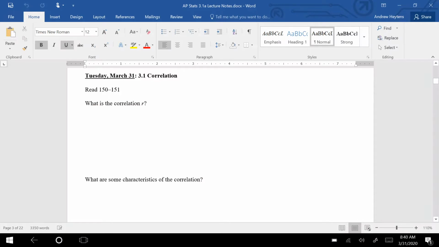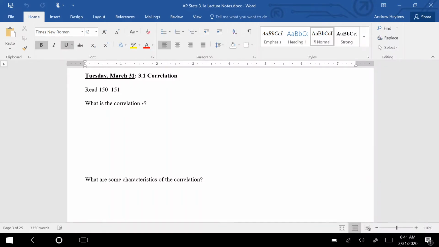Good morning, guys. This is the second part of the 3.1 notes. Hopefully, the first set of notes made sense. You guys were able to follow along and complete a little bit of the first assignment. So, today we're going to talk about correlation a little bit.